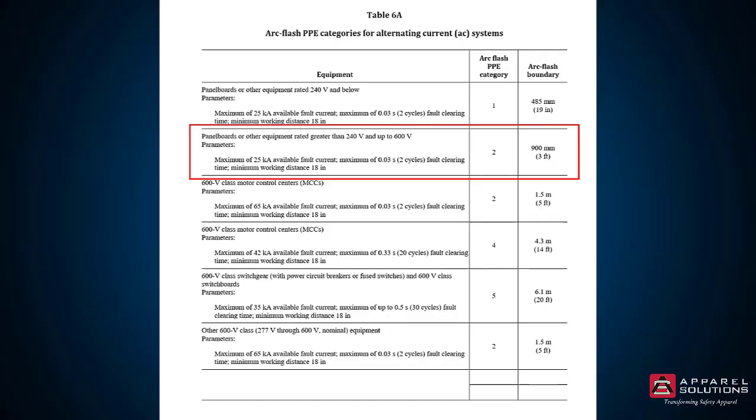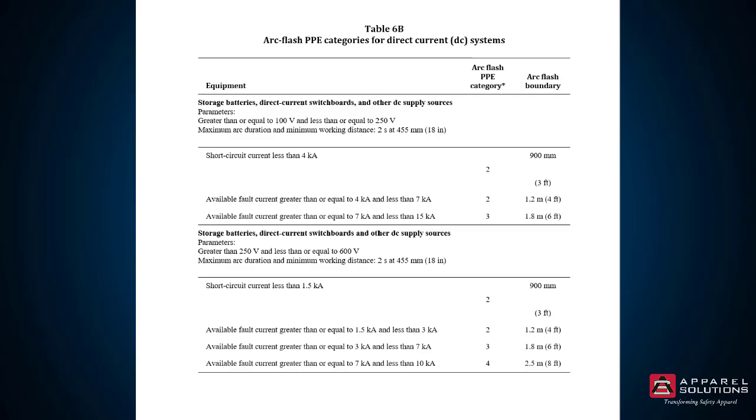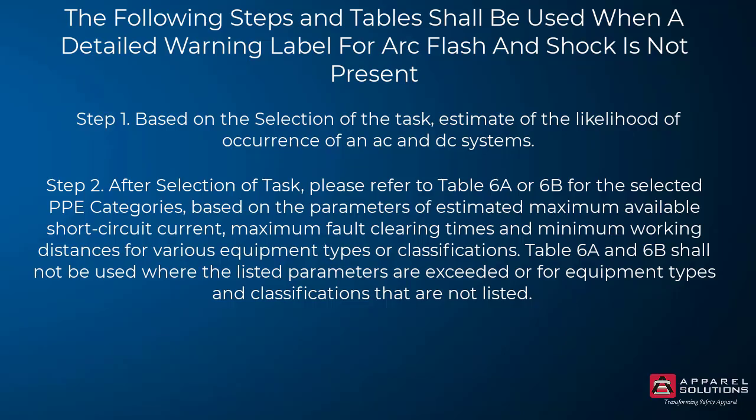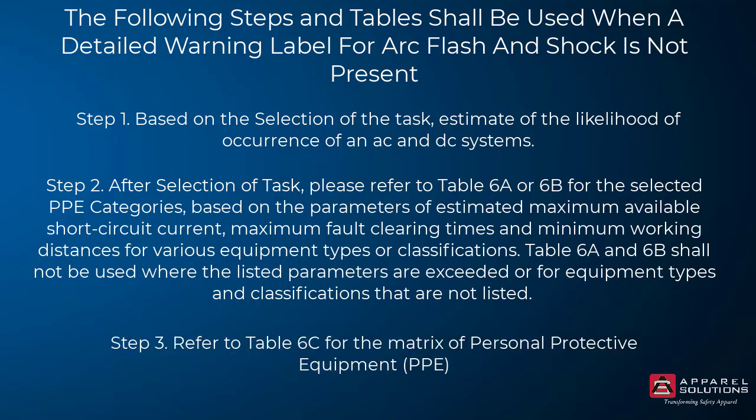Please note that Tables 6A and 6B shall not be used when the listed parameters are exceeded for the equipment types and classification that are not listed. And Step 3, refer to Table 6C for the matrix of personal protective equipment.